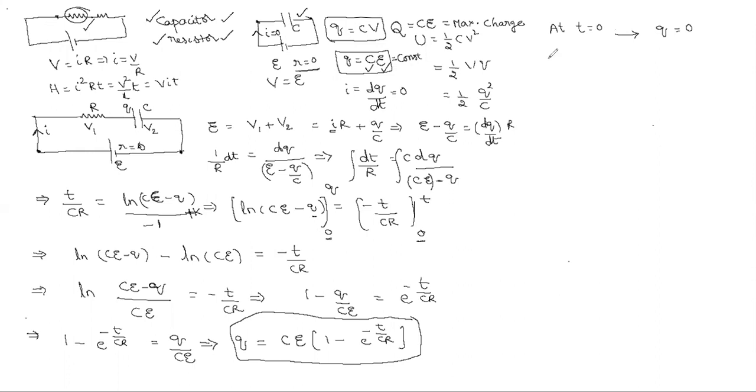Suppose you give a lot of time for it to store the charge, that is, if you put t equal to infinity, a long time, how much do you get here? 1 by e power infinity, and 1 by infinity is 0. So 1 minus 0 is 1, and 1 into CE. So the charge becomes q equal to CE.